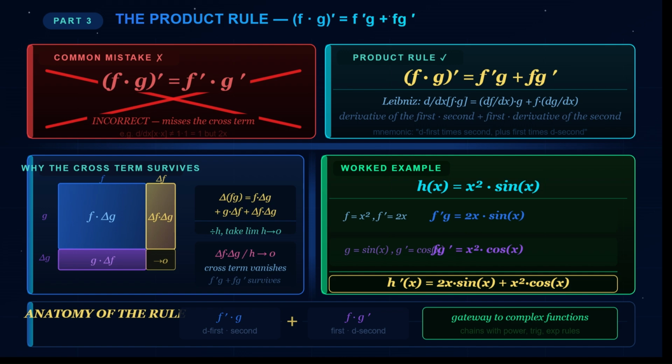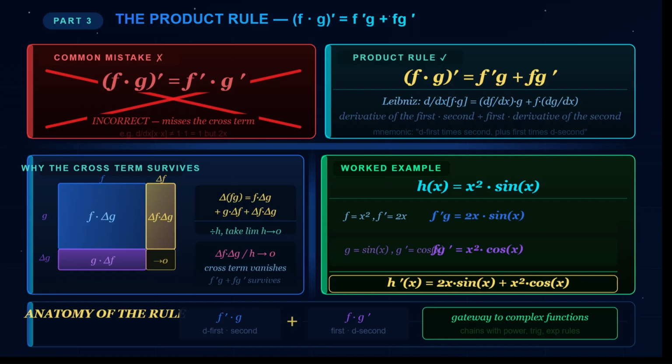The correct formula is the product rule. If h of x equals f of x times g of x, then h prime of x equals f prime of x times g of x plus f of x times g prime of x. In Leibniz notation, d over dx of f times g equals df over dx times g plus f times dg over dx. A helpful mnemonic is derivative of the first times the second plus the first times the derivative of the second.